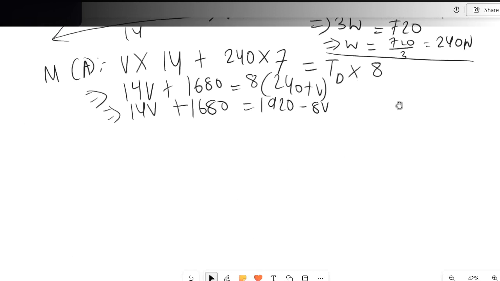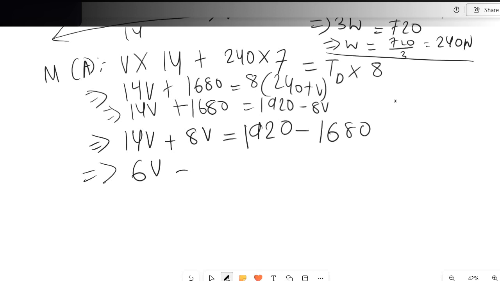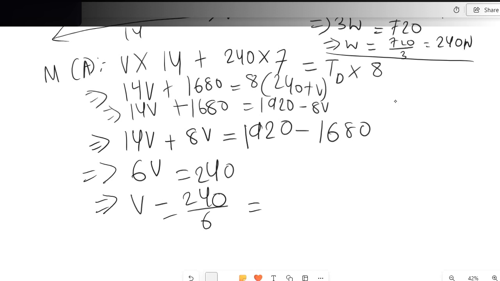So further simplifying and collecting all of the terms on the left side, we have 14V plus 8V is equal to 1920 minus 1680. So 6V is equal to 240. Therefore V is going to be equal to 240 divided by 6, which is 40 newtons. And this is our answer.